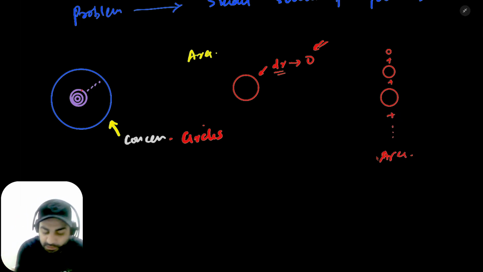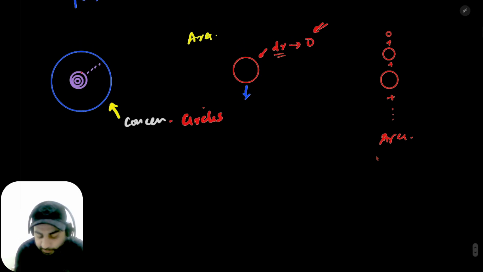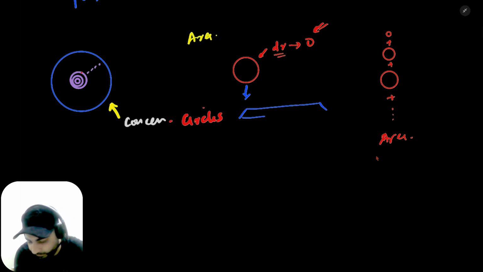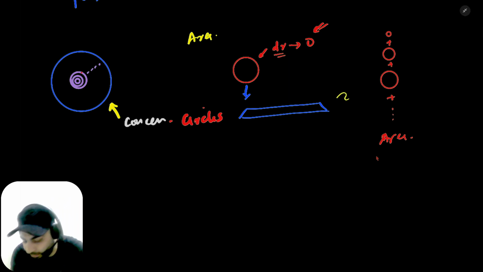Now if you flatten this circle out, if you flatten one circle out, you will find something like this. You'll find a slice like this. So this is the slice that you will find here. This is the width.